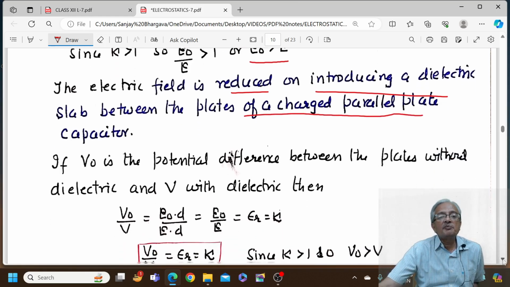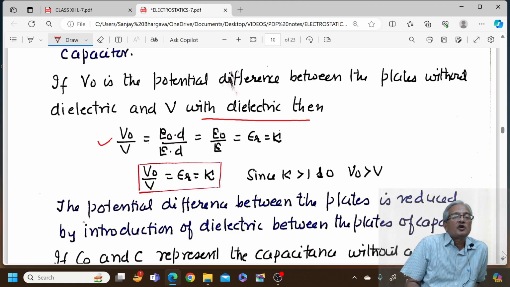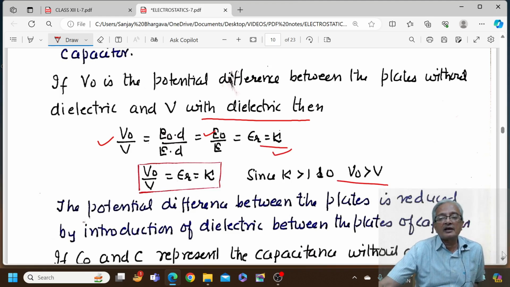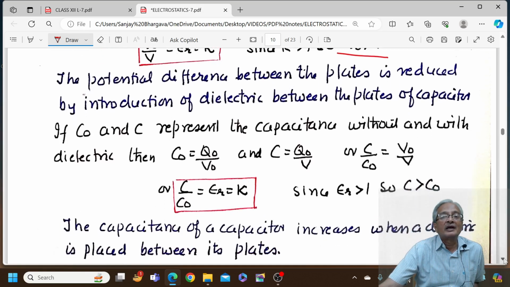If V0 is the potential difference between the plates without the dielectric and V is the potential difference with the dielectric, then V0 upon V would be equal to E0 upon E, which is equal to K. Here also K is greater than 1, so V0 is greater than V. So as you insert the dielectric in a charged capacitor, the potential difference also decreases.